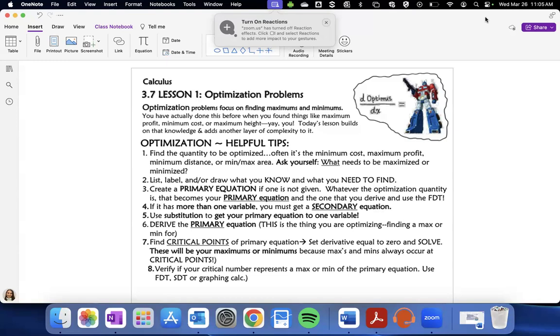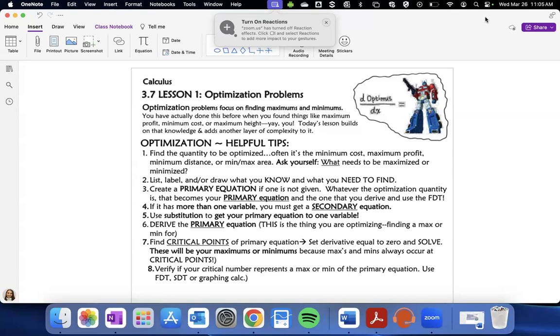Okay. So first, we find our quantity to be optimized. We say, okay, what do I want to ultimately find? And then we label what we know and what I need to find. We're going to have possibly two different equations, a primary equation and a secondary equation. Because if it has more than one variable, you can't solve it with two variables, right? So you plug in your secondary equation to put it all in terms of one variable. And that's where you use substitution.